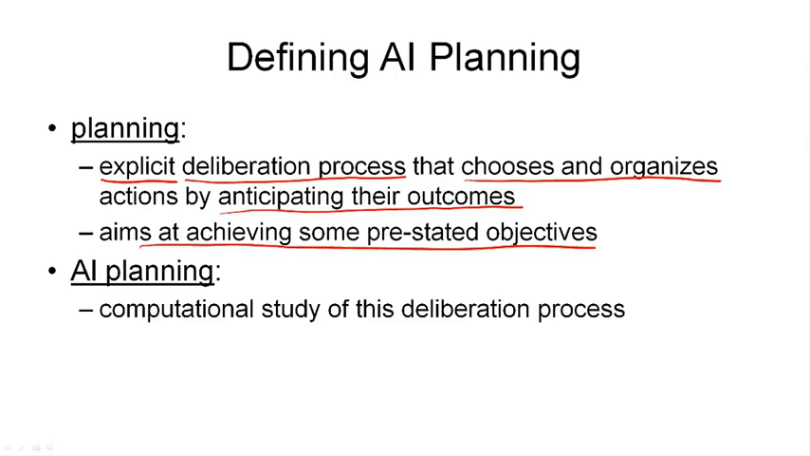Planning is an explicit deliberation process that chooses and organizes actions by anticipating their outcomes, and that aims at achieving some pre-stated objectives. Artificial intelligence planning now is the computational study of this deliberation process. So what we're interested in is the thinking about plans, the reasoning about actions that takes place when we are planning. And we are trying to build a computational model of this process.